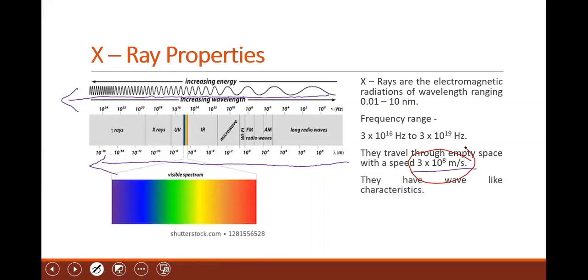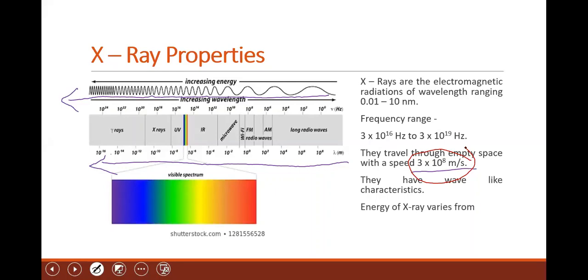They have wave-like characters. Sound is also a wave, which undergoes reflection, refraction, diffraction, polarization, and all these properties. Whatever the properties of waves are, all are exhibited by X-rays also, because X-rays are electromagnetic radiations.